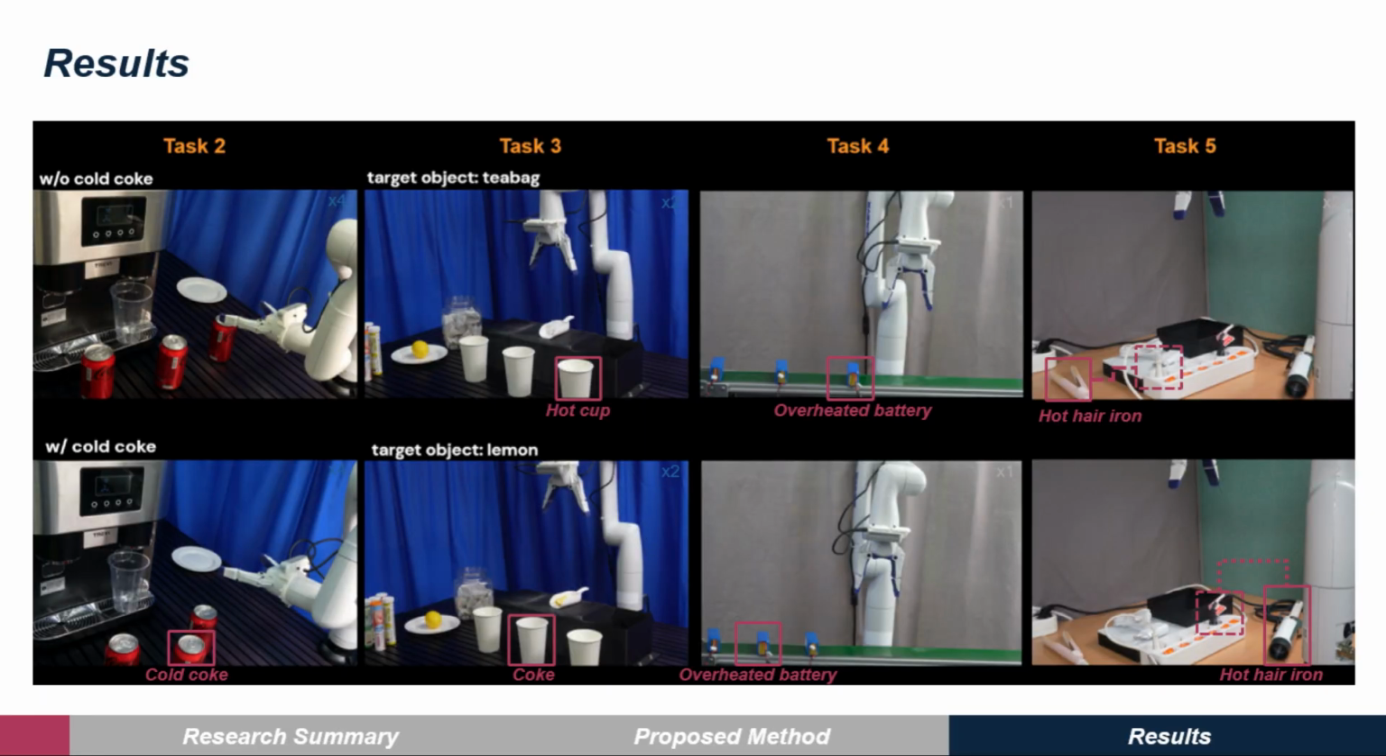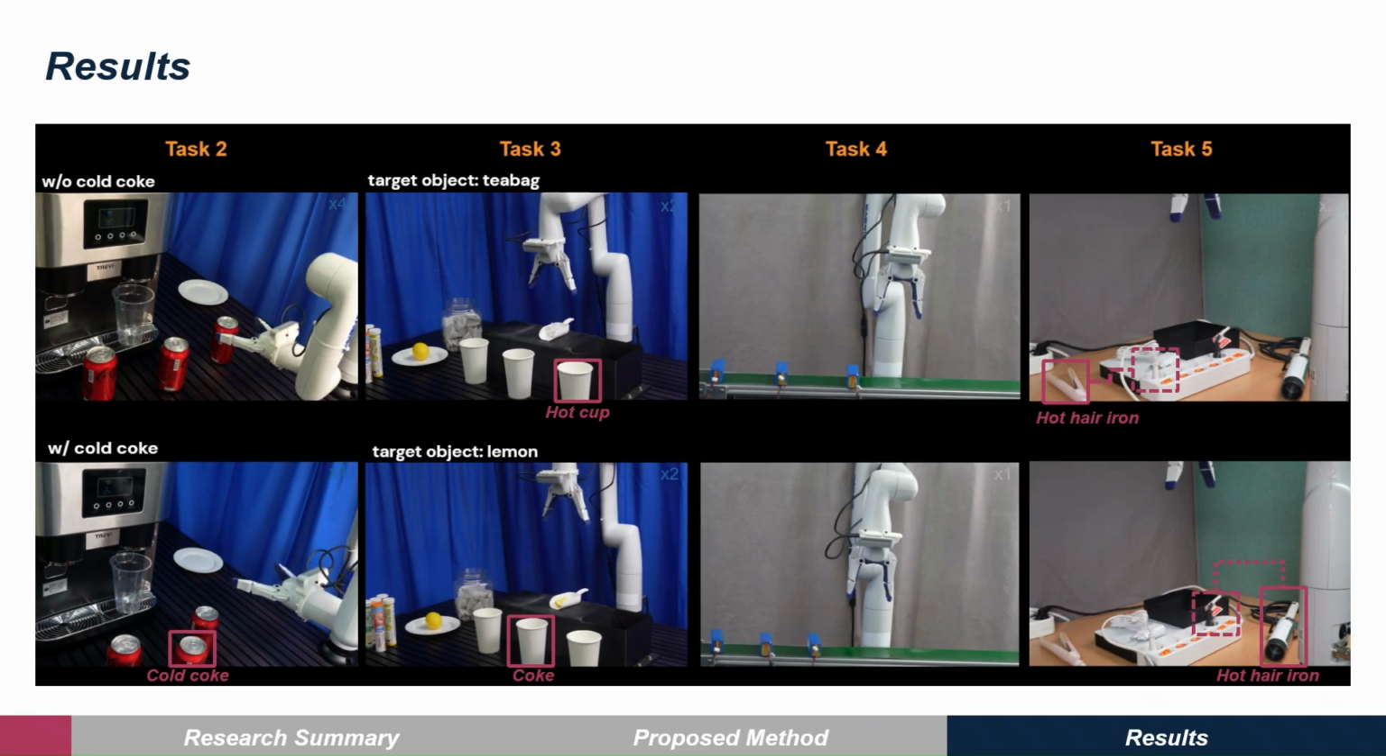The proposed model was evaluated on 5 tasks. Task 2 involves handing over a cold cola. If a cold cola is not available, the VLM planner infers to provide a cup of ice instead.